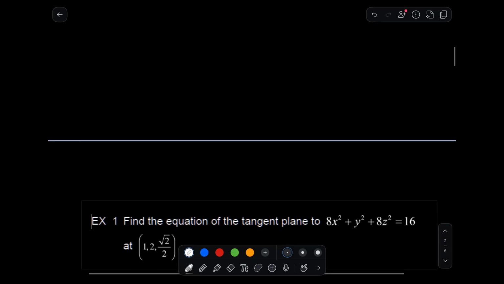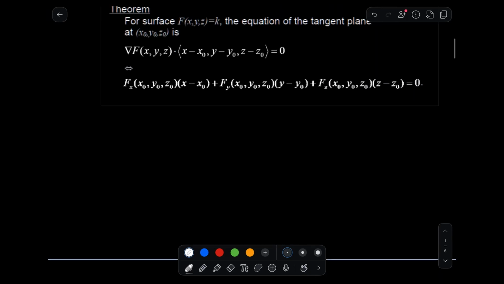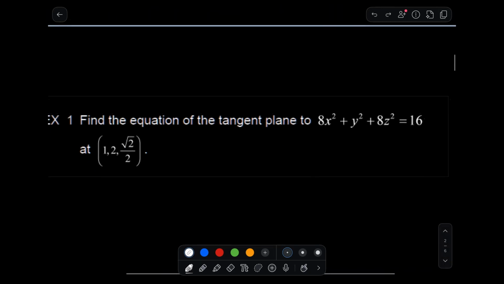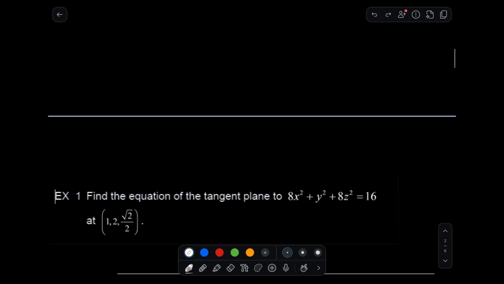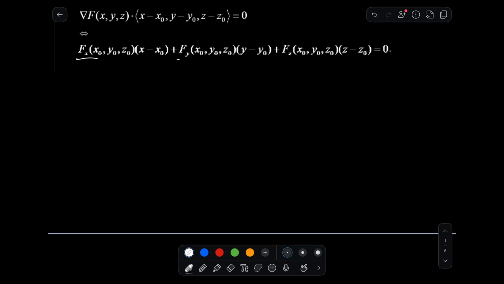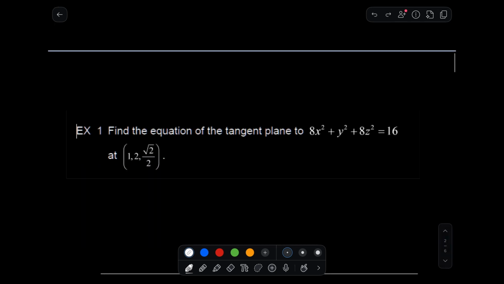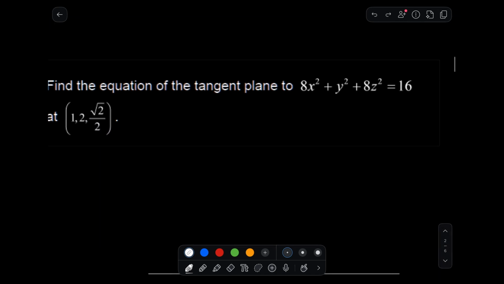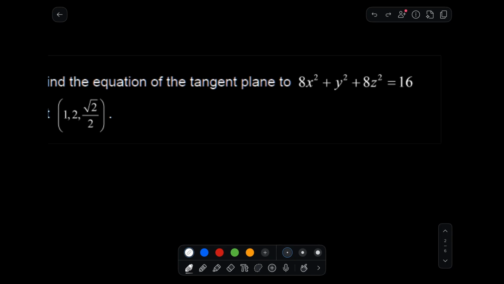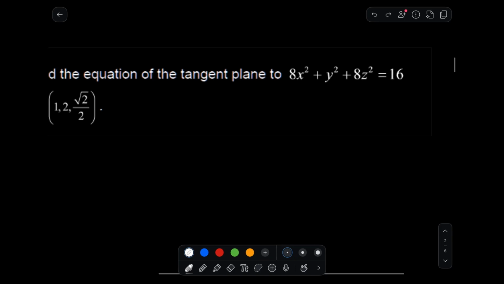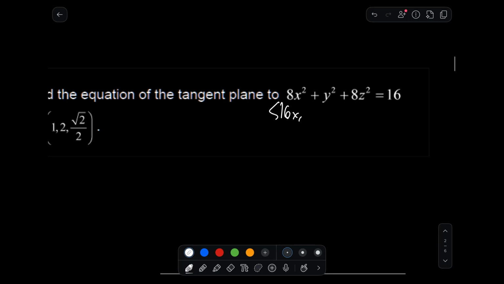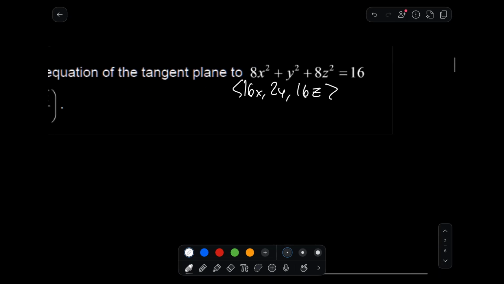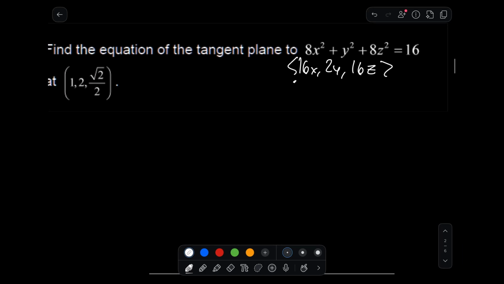All right, so looking back at our definition right here, we're going to take the gradient of this, which means we need our partials. We can also say right here that you also need the partials too, so if that wasn't enough indication that you needed to take the gradient, then that should be enough for you. And let's just get right into taking the gradient with respect to x, y, and z. So we're going to get 16x, 2y, 16z. At these points, let's just plug them in.